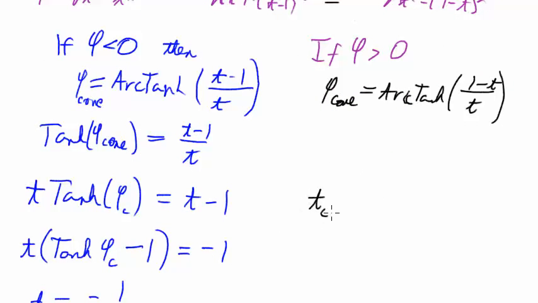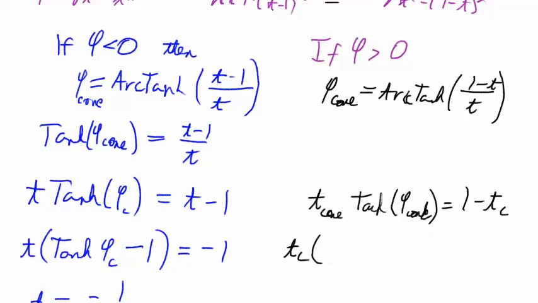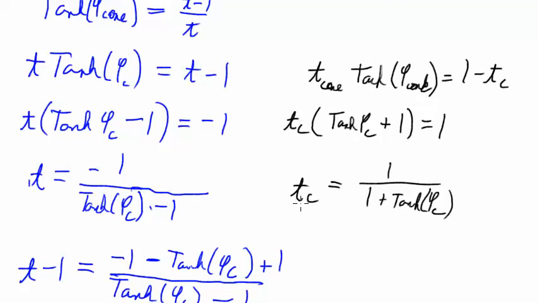We'll have t of the cone times tanh of phi of the cone equaling 1 minus t. We'll add t to both sides. So we'll have t cone times tangent phi c plus 1 equals 1. So the time in the cone is 1 over 1 plus hyperbolic tangent of phi sub c.